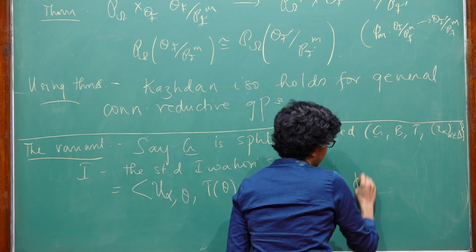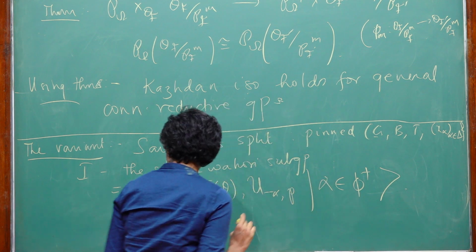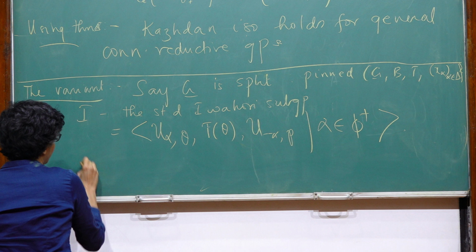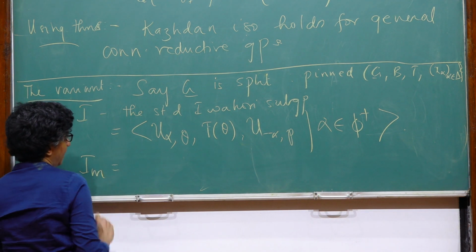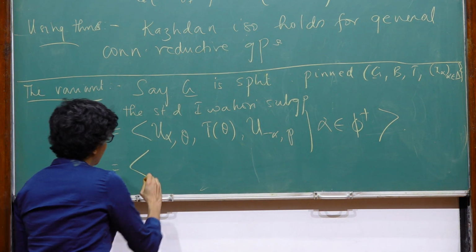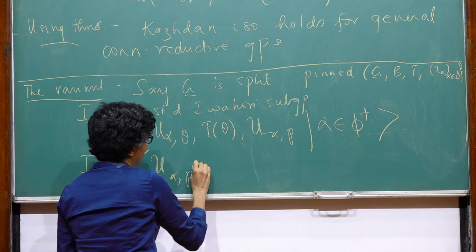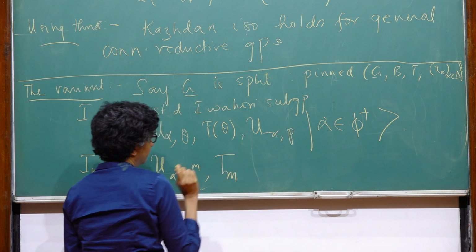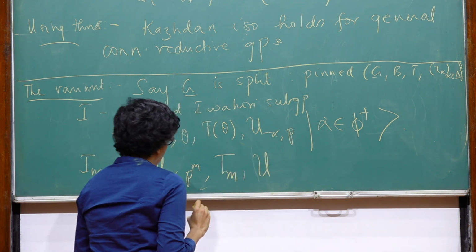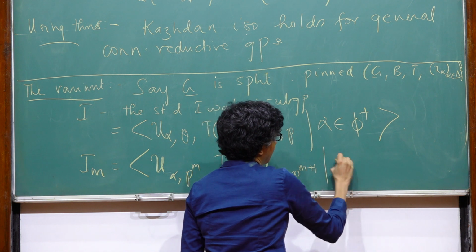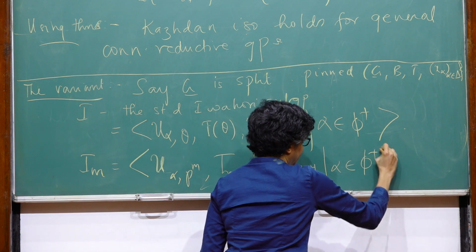Φ^+, the set of positive roots, and then I will look at the m-th filtration of the Iwahori, which we'll denote I_m. So this is U_α(P^m), and then I have T_m, and U_{-α}(P^{m+1}), again α in Φ^+.